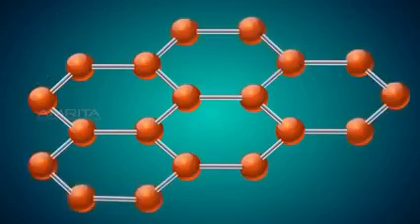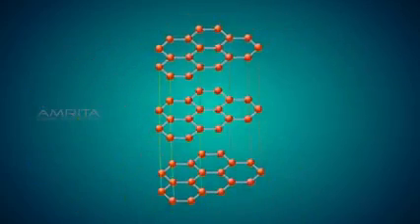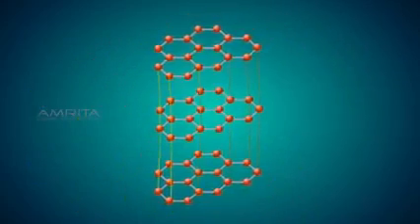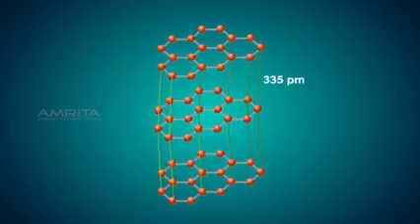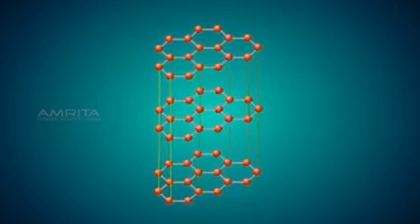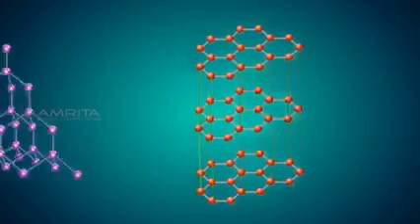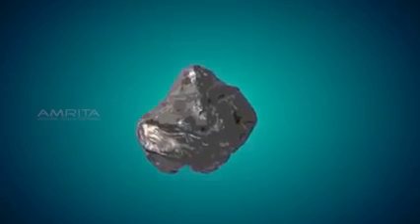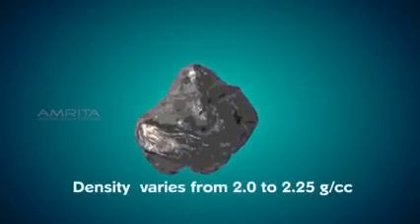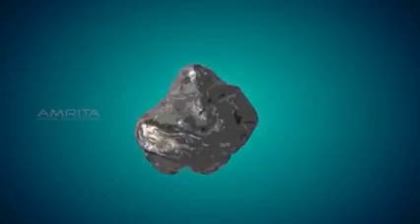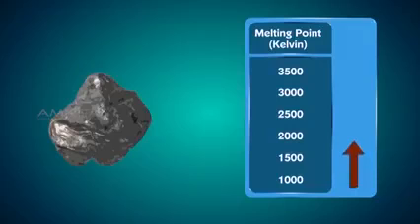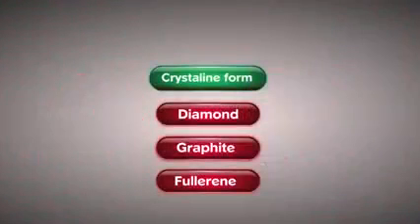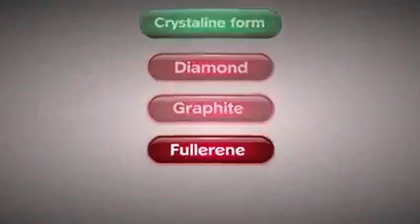These layers are held together by a weak force of attraction and the distance between the layers is 335 pm. Due to its structure, graphite is not as hard as diamond and is greasy. It is grey in color and is opaque with metallic luster. Graphite's density varies from 2 to 2.25 grams per cc and it melts at about 1800 Kelvin. We will examine another carbon allotrope, fullerene.